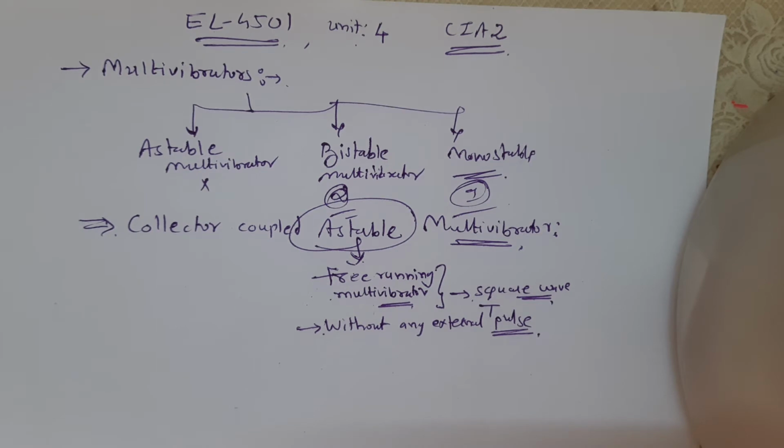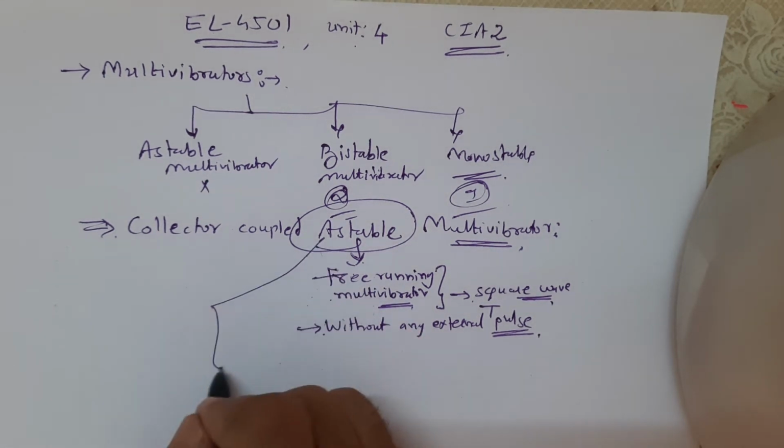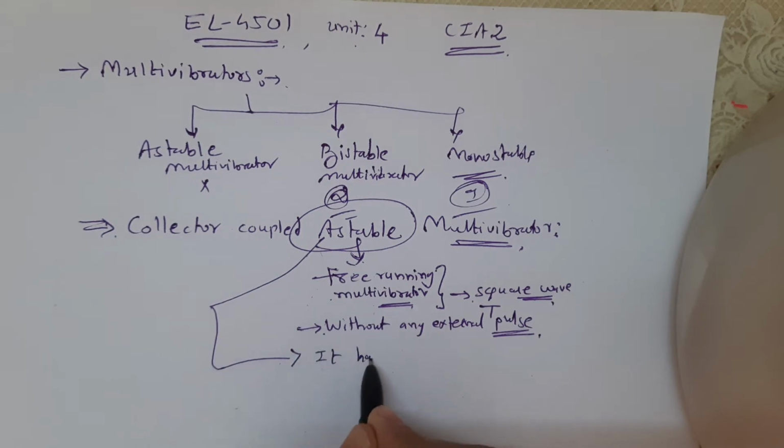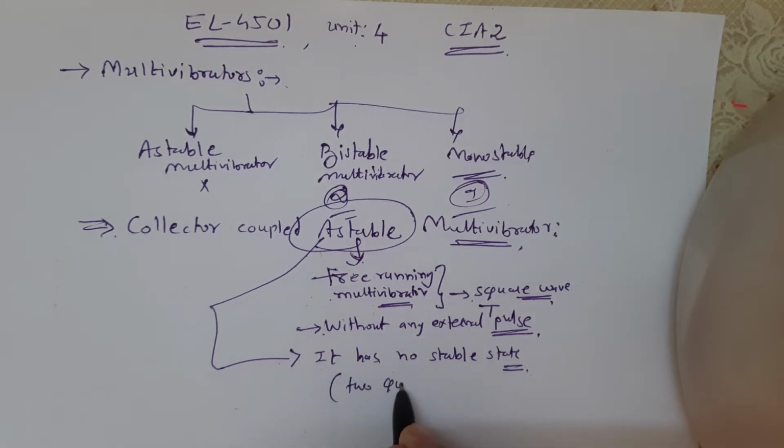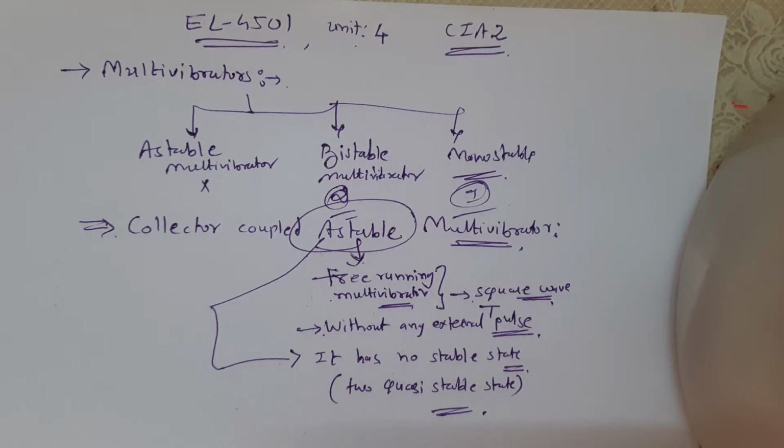It has no stable state. So an astable multivibrator has no stable state. This is the second point. Be remember, it has no stable state, that means it has two quasi-stable states. It switches back and forth from one state to the other, remaining in each state for a time depending upon the discharging of a capacitive circuit.